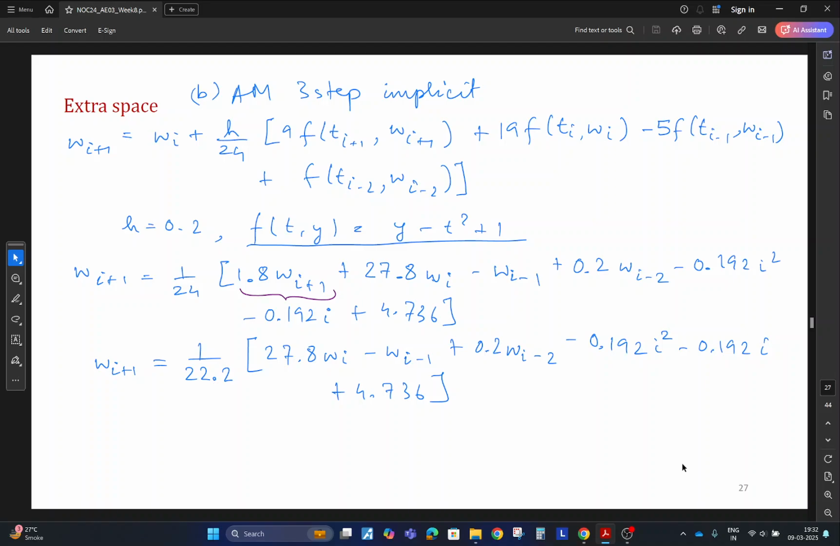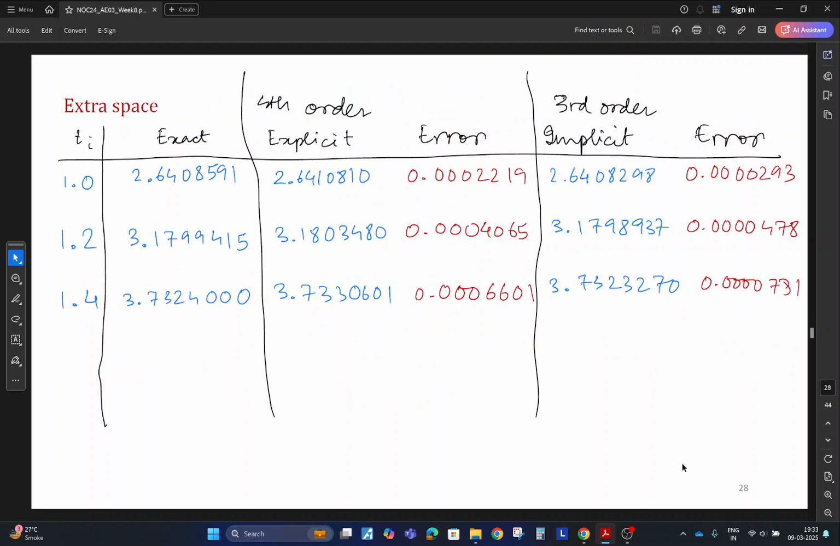And so w_{i+1} equals 1 by 24 into 1.8 times w_{i+1} plus 27.8 times w_i minus w_{i-1} plus 0.2 times w_{i-2} minus 0.192 times i square minus 0.192 times i plus 4.736. Now in this case, because this is an implicit method, we see that we have w_{i+1} on both sides of the equation, in both the LHS and RHS. And this being one of the simpler cases, we can bring w_{i+1} to the left hand side to obtain an explicit expression for w_{i+1}. However, in general, this will not be the case.